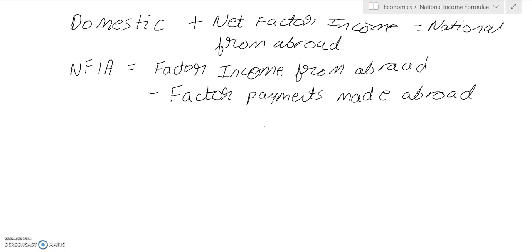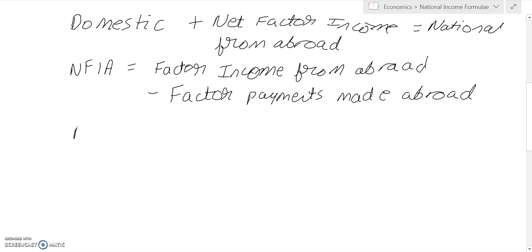Factors of production owned by foreigners, or foreign-owned factors of production located within the country, sending factor payments back in the form of rent, wages, interest, and profit are subtracted. Now, going forward, we also need to calculate the factor cost in terms of GDP calculations or national income calculations.